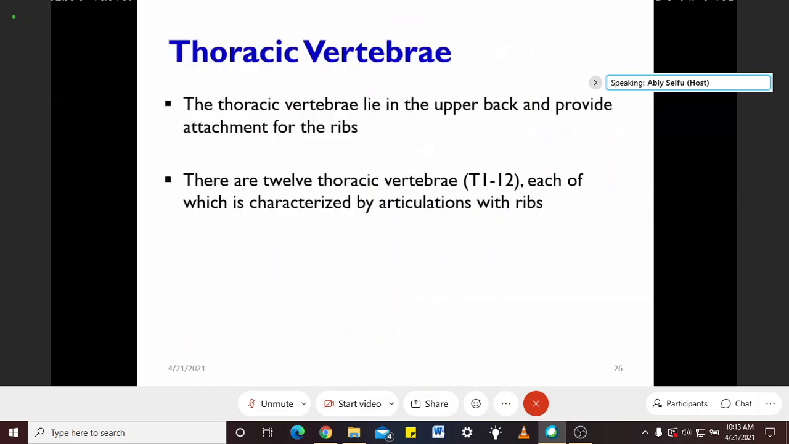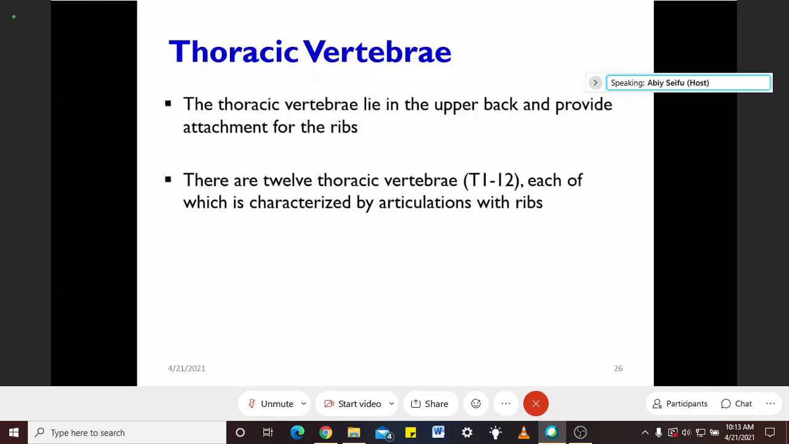Now let's continue to the thoracic vertebra. The thoracic vertebra lies in the upper back, and provides for the attachment of ribs, in addition to the other vertebrae, which has a facet that articulates with tubercles and heads of the ribs.